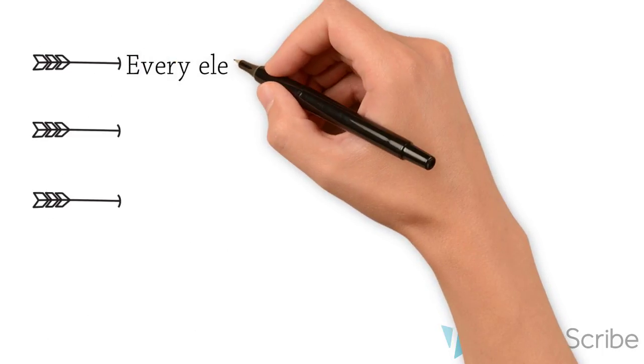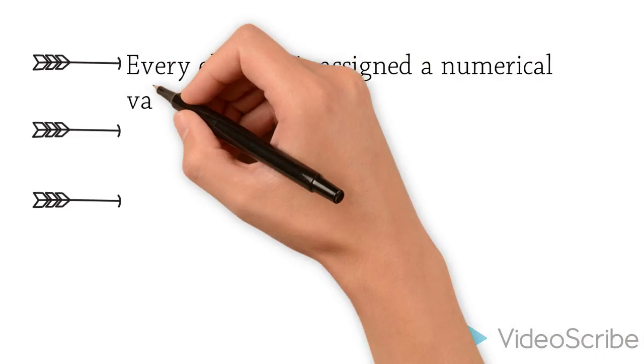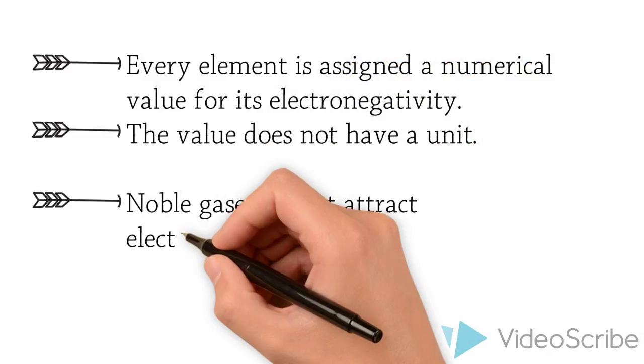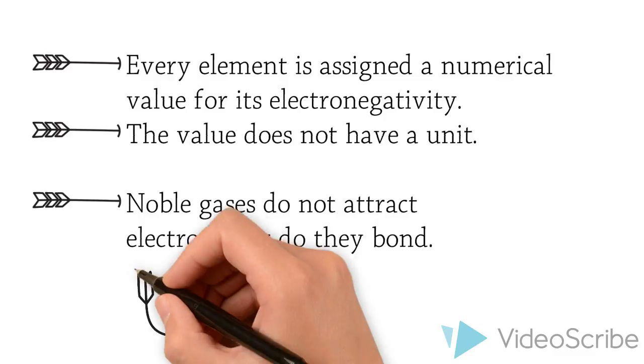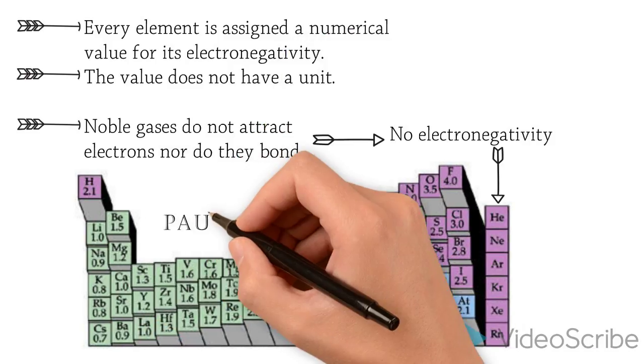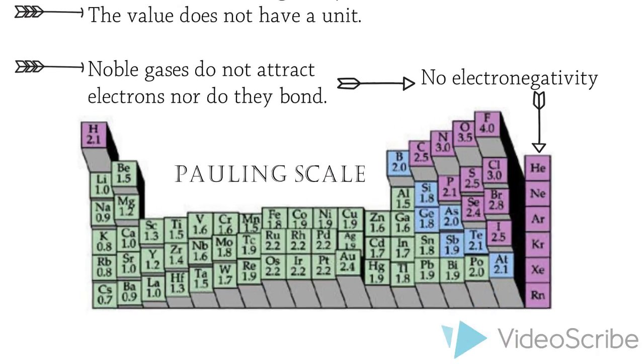Every atom is assigned a numerical value for its electronegativity. Those values do not have a unit. Also, remember that because noble gases do not bond, they are not electronegative. Here we have the Pauling scale, which assigns a numerical value for each element.